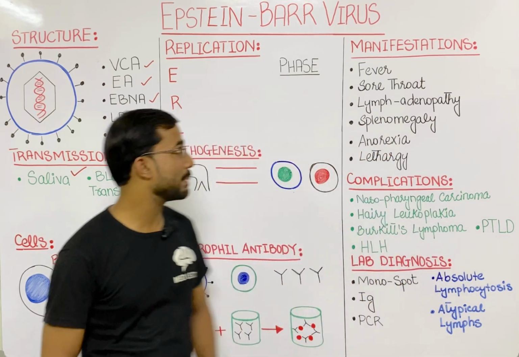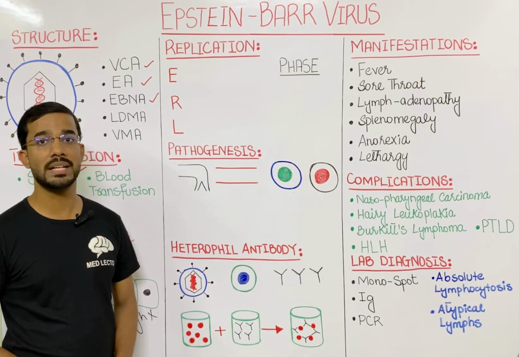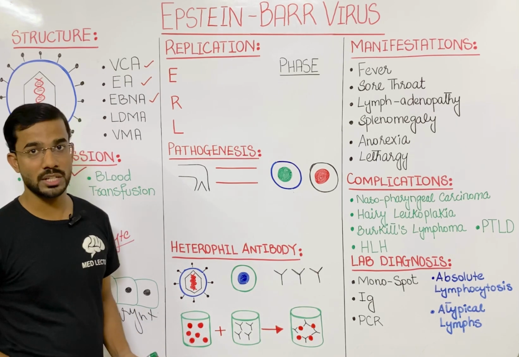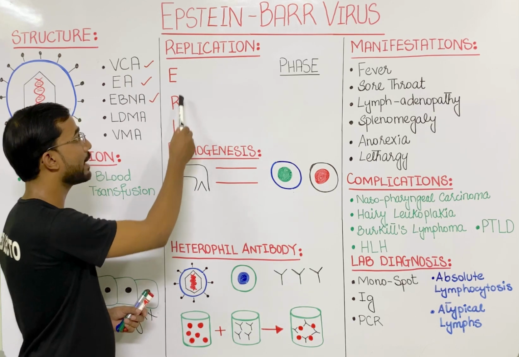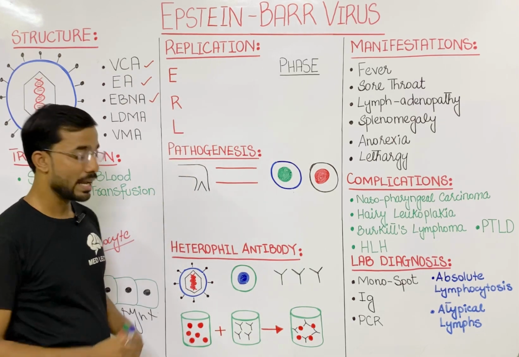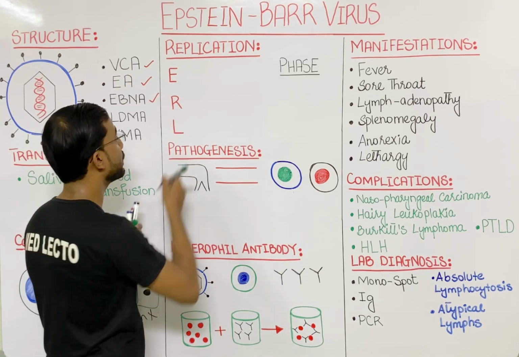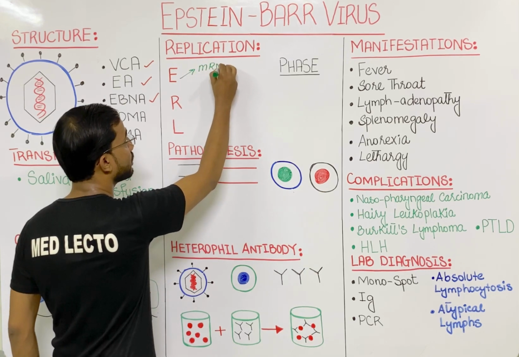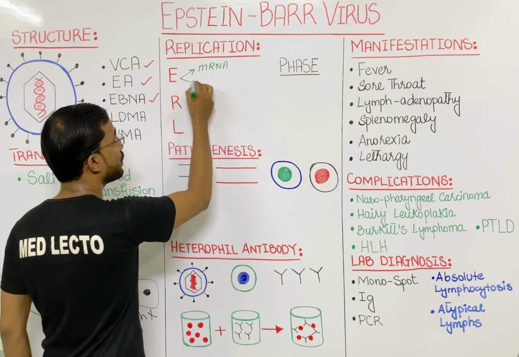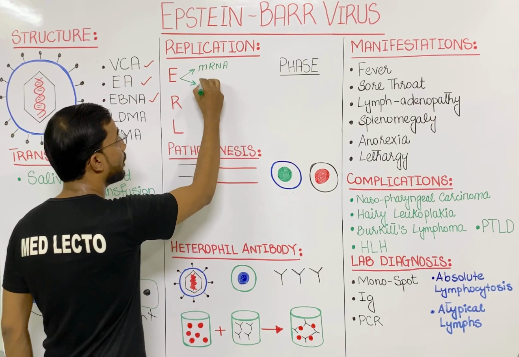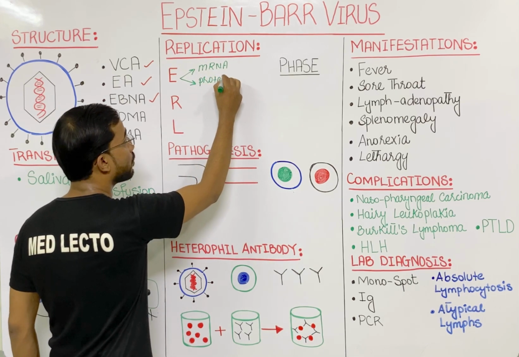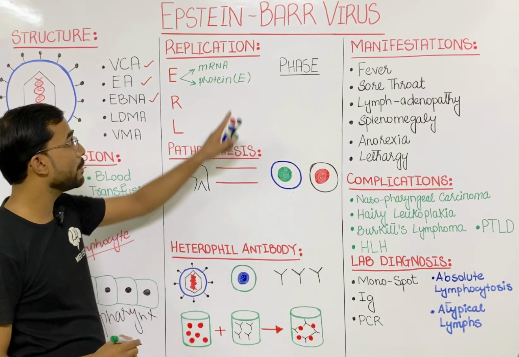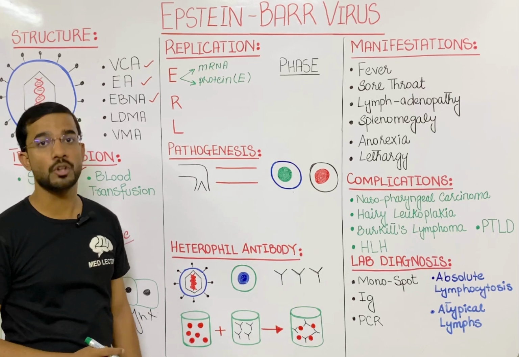If we look at the replication, how does Epstein-Barr virus replicate? Importantly, you will see three stages of replication: early, replicative phase, and the late phase. In the early stage, you will see formation of early messenger RNA, and after that the early protein synthesis. These proteins are basically enzymes that will be helpful in the replication of the genomic material.